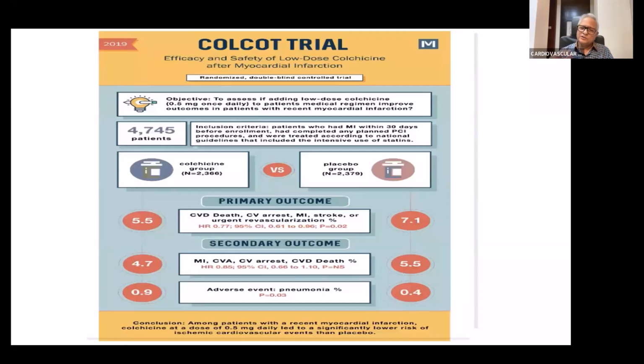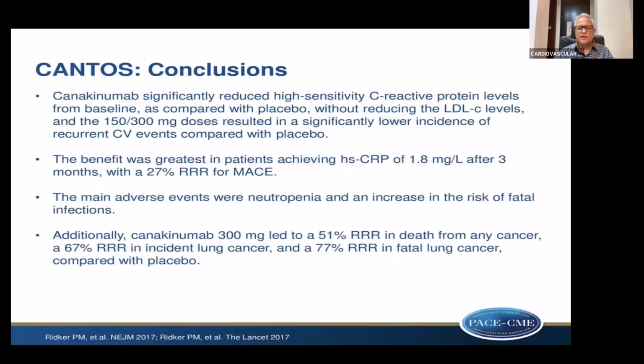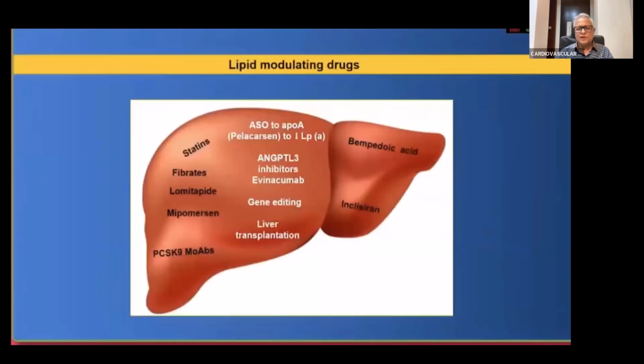If the hsCRP still remains high despite a high dose of statin, because we all know CRP reduces with statin, we can try colchicine, particularly in acute MI, and for secondary outcome also. Numerically, it is superior to placebo, but statistically not significant. The CANTOS trial using canakinumab is supposed to reduce CRP level and reduce MACE by 27%. So we have several drugs.